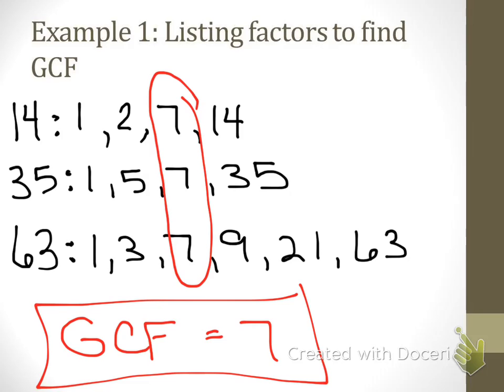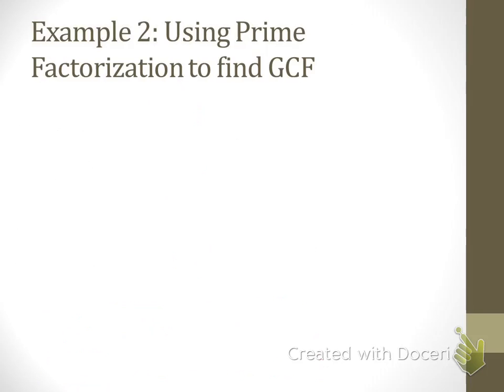Now, if you had really big numbers, like let's say 105 and 225, we don't want to list all the factors for these numbers. That would take us too long. So to find GCF by listing factors, we're usually dealing with smaller numbers. Once we get into the larger numbers, we want to use prime factorization. That's our other method for finding GCF. So go ahead and do the prime factorization of these two numbers.